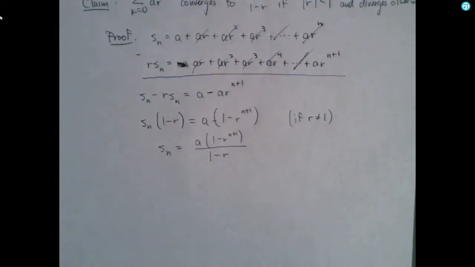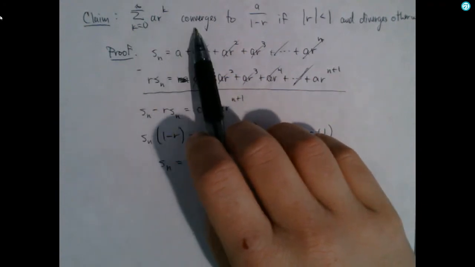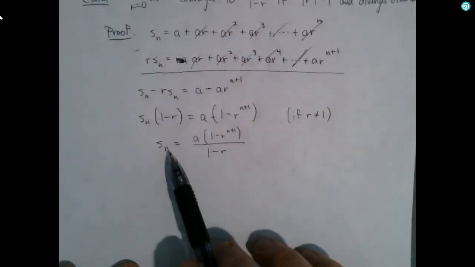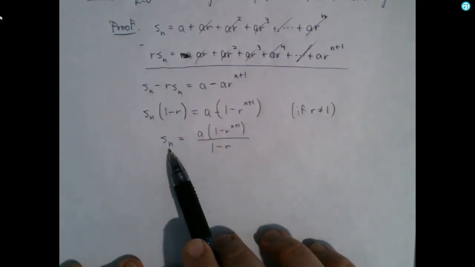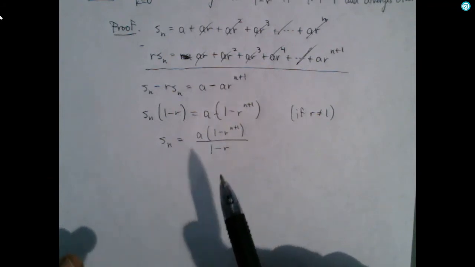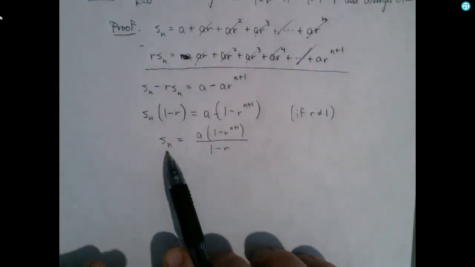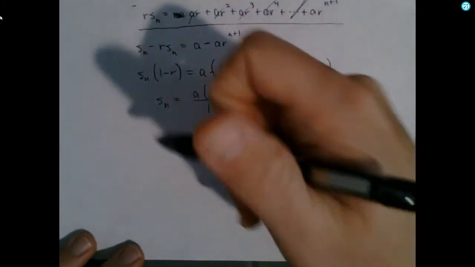So now, remember, the series, we're trying to show that the series converges. Well, the series converges if the sequence of partial sums converges, right? So we want to show that this thing converges under certain conditions. To do that, we would look at the limit as n gets really, really large, as n goes to infinity. So let's do that.